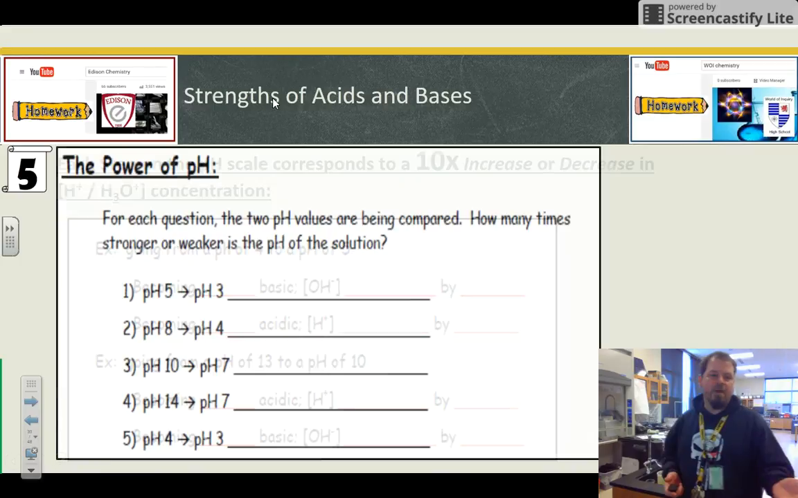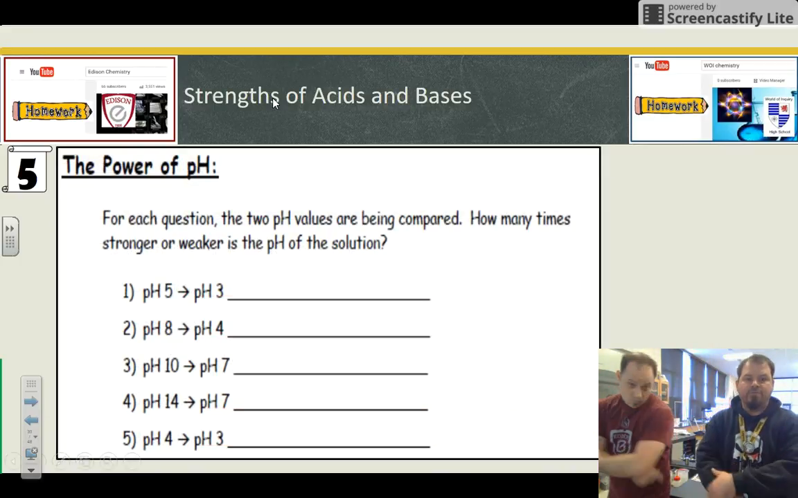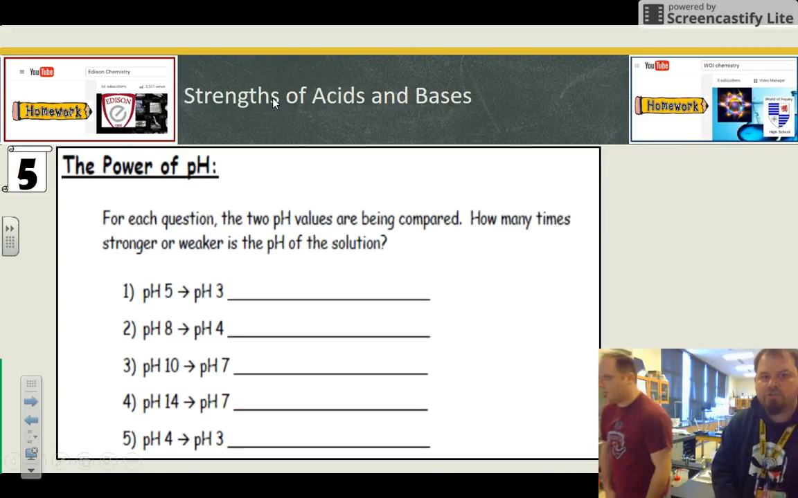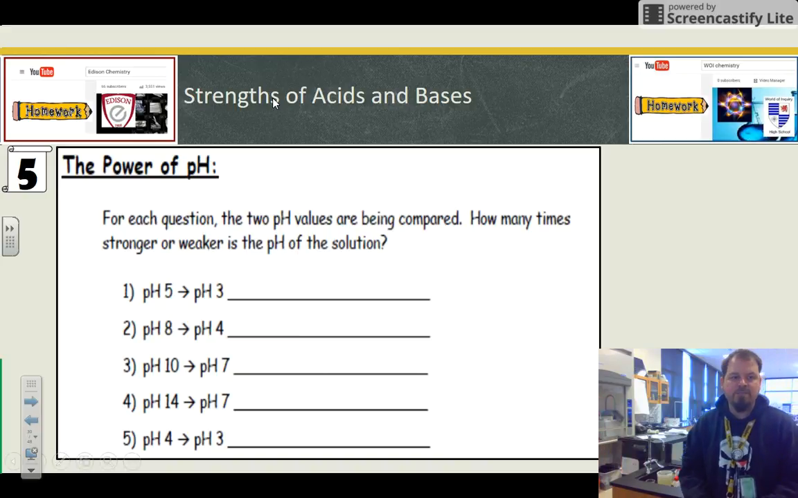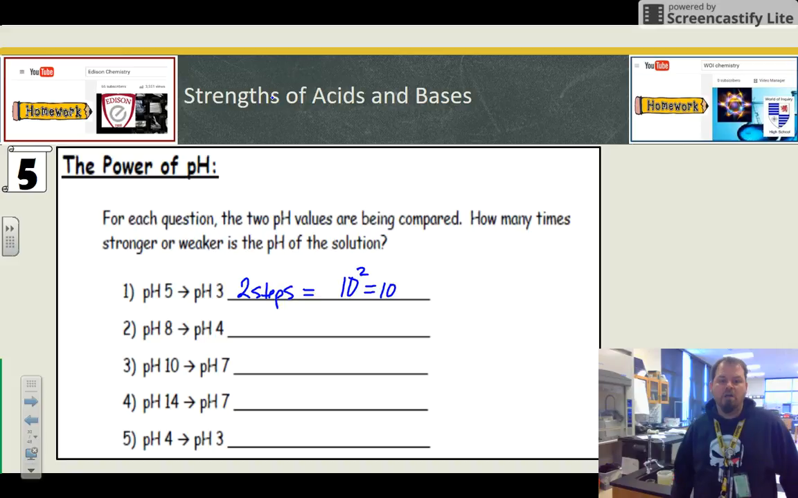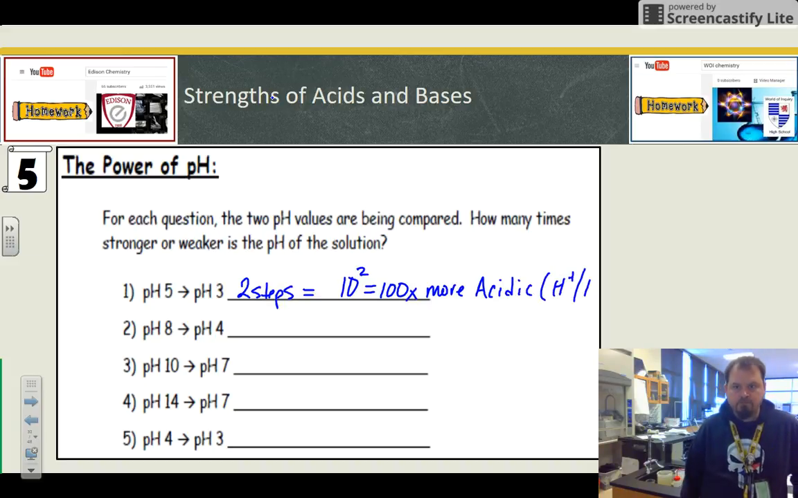This is right off the practice packet. We're going to do a few right off the practice packet. We'll talk about stronger or weaker even on this too. So 5 to 3, my acidity is becoming stronger. I'm becoming a stronger acid. I'm going 2 steps, 5 to 3, so that's 10 times 10, which is 100. I'm 100 times more concentrated in H plus.